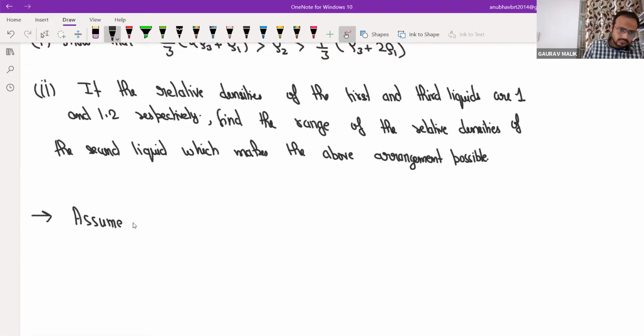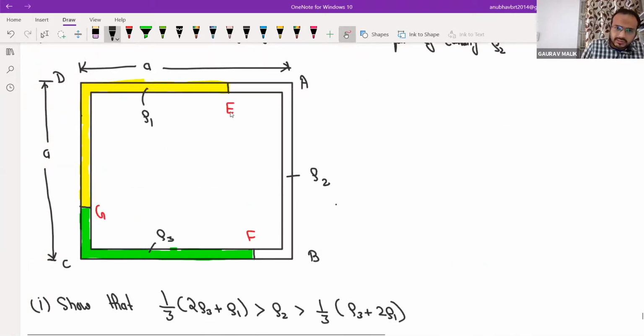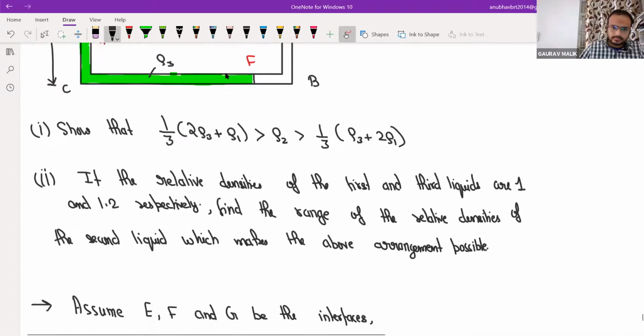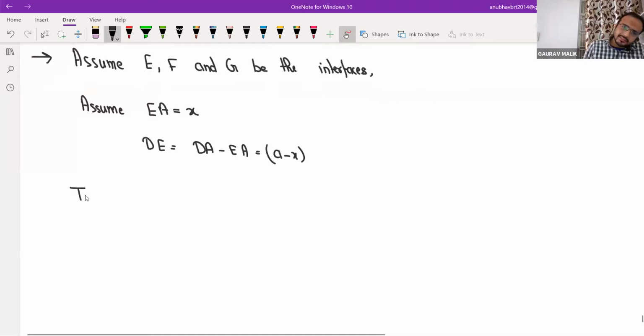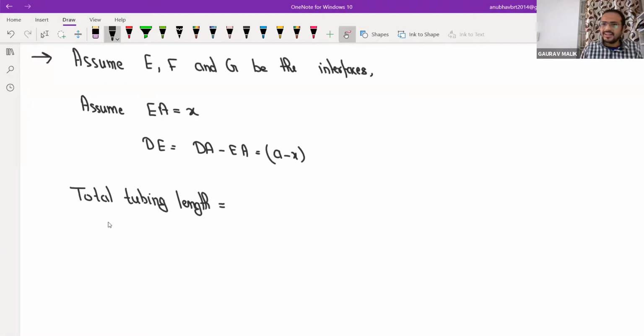Assume E, F, and G be the interfaces. And assume EA is equal to X. It means this is A minus X. Then DE is equal to DA minus EA, that is A minus X. Actually, we have a square frame, each side having A units. So total tubing length is 4A units.